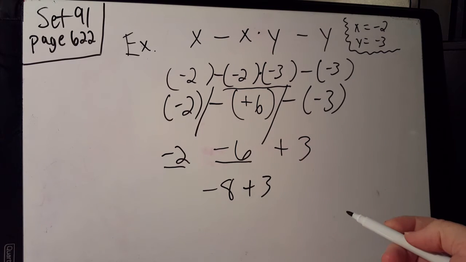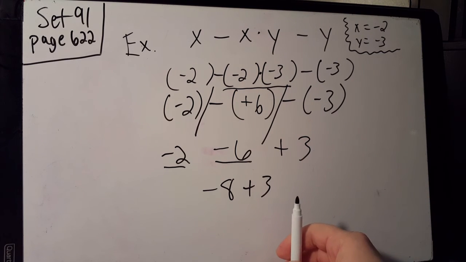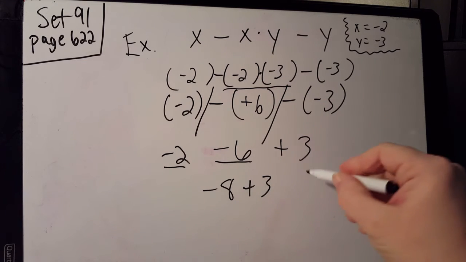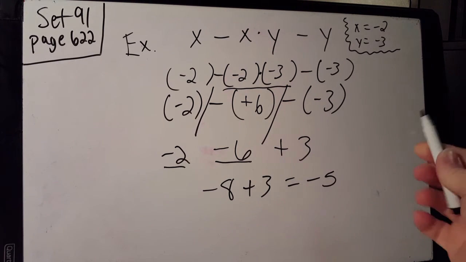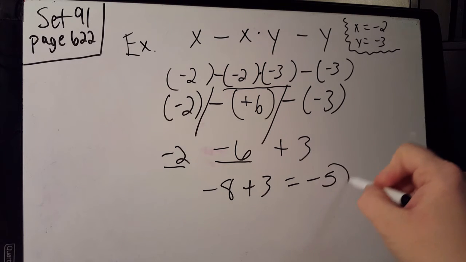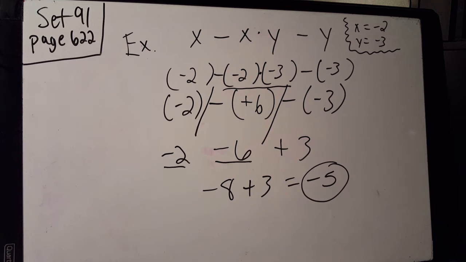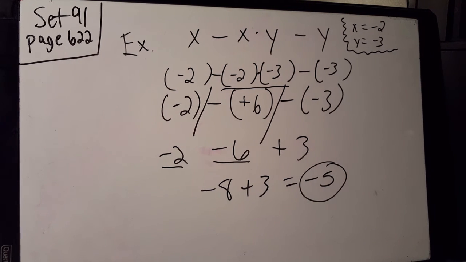And now we just need to figure this out. So imagine on your number scale, you've gone down -8, but then you've gone back up 3. Where are you at? You should be at -5. If you need to draw a number line, go ahead and do that because that may help you keep things from getting mixed up. Okay, let's look at the next part of this lesson on 623.